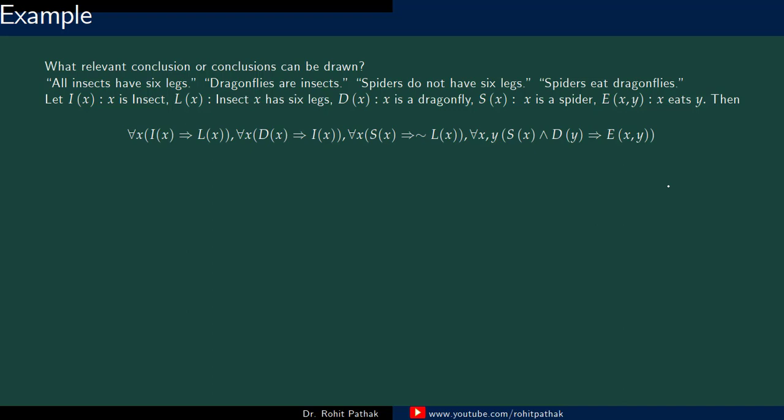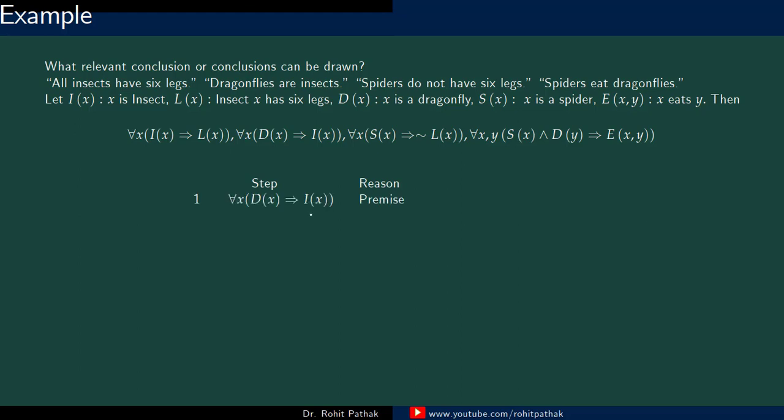Then the sequence of premises are: for all x, Ix implies Lx. That means if X is an insect, then it has 6 legs. For all x, if X is a dragonfly, then X is an insect. For all x, if X is a spider, then it does not have 6 legs. And for all x, y, if X is a spider and Y is a dragonfly, then X eats Y. So to draw a conclusion, we proceed as follows.